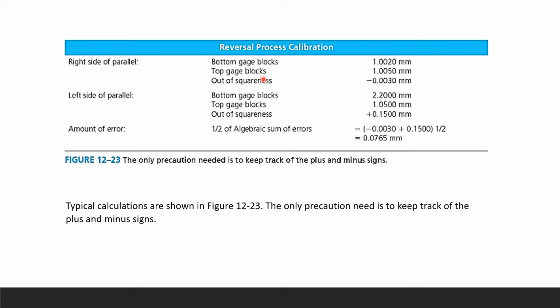And we have our bottom and then your top gauges. They're using, that's a little bit different. One is 20 and the other one is 50 out of 1. And your out of squareness is the difference of those two. Top and bottom gauges are a little bit different, and the difference is this one, 0.15, for these two on the left side of the parallel. So for the amount of error, we add the differences together and multiply by 1/2. That's how you get the sum of your errors. The ideal situation is that the gauges are the same.